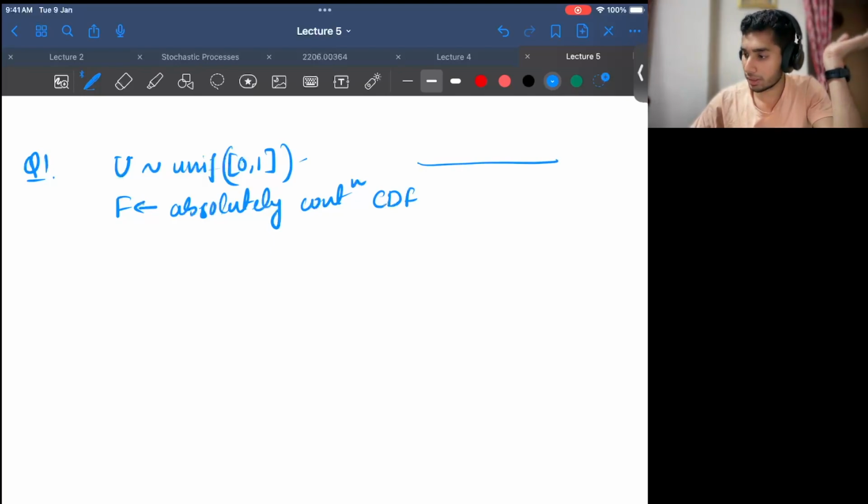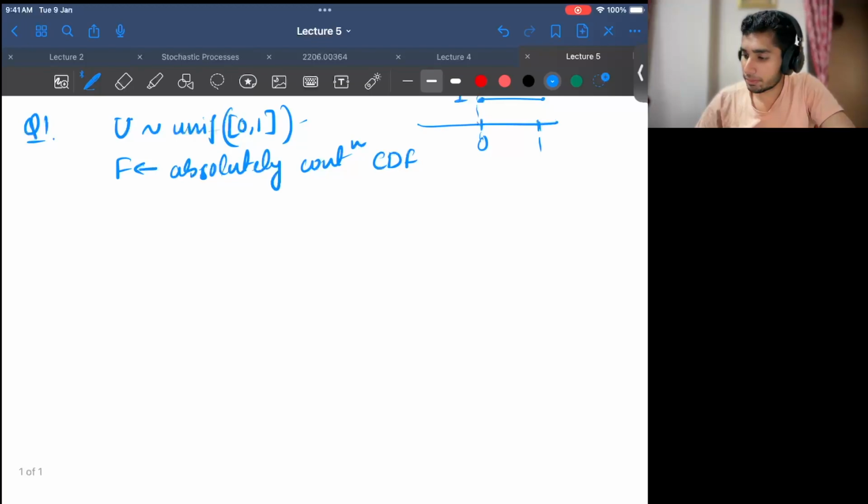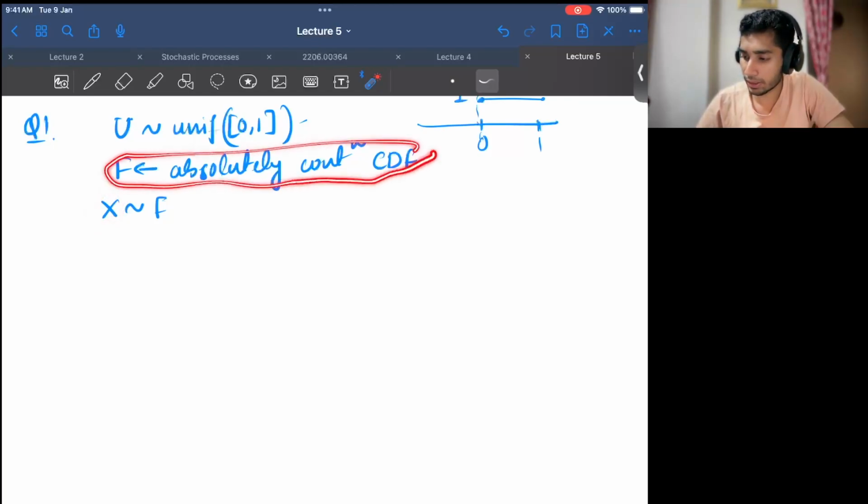So the PDF, the density function of U looks something like this, and this value is basically 1. And F is an absolutely continuous CDF, and the random variable corresponding to this CDF is X. So you have two random variables. The first one is U, which is uniformly distributed, and the second one is X, whose CDF is given by F. Since F is a CDF, you also know that it's absolutely continuous.